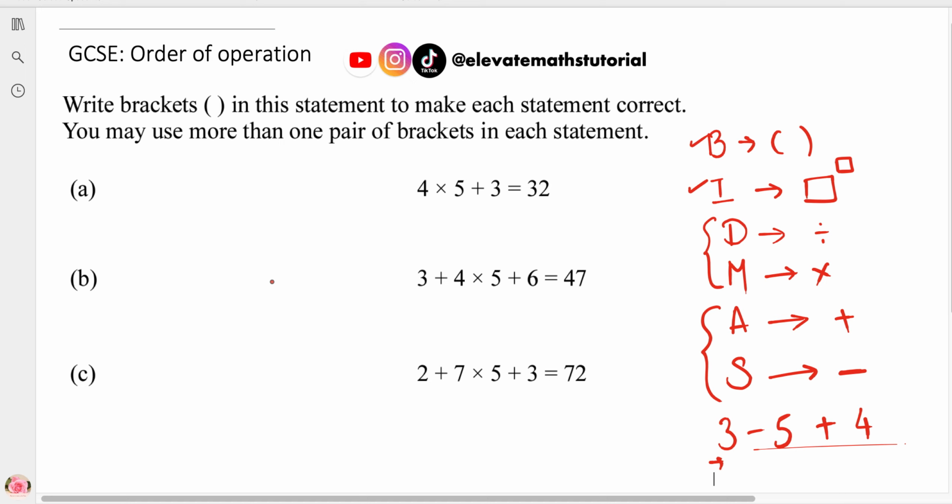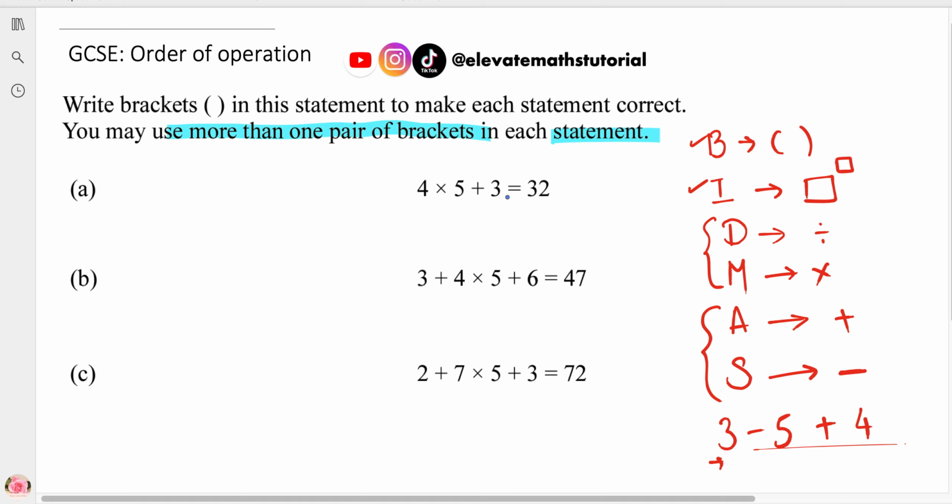This question is: write down brackets in the statement below to make each statement correct. You may use more than one pair of brackets in each statement. Okay, so questions like these are very common on a GCSE Foundation paper. So the first question we have here is 4 times 5 plus 3, and the answer needs to be 32.